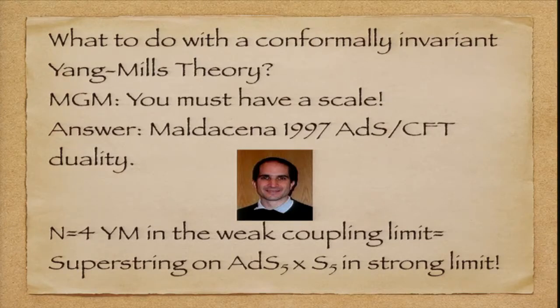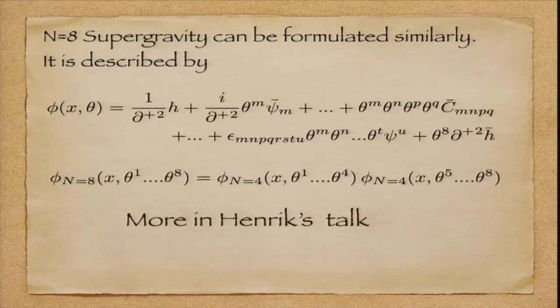He will take over. But let me just show you that it's connecting in so many ways between Yang-Mills and gravity. Let me give you another example. In our way of doing it, we can write N=8 supergravity also as a superfield like this. Now over 8 thetas, you start with helicity 2, and you end up with helicity minus 2.